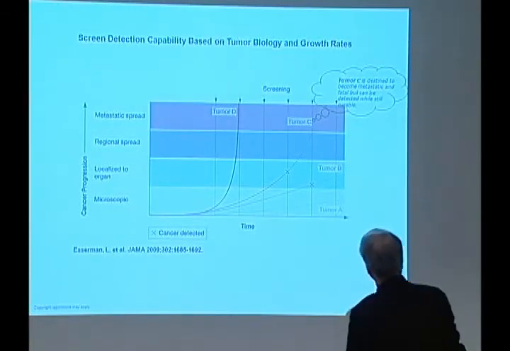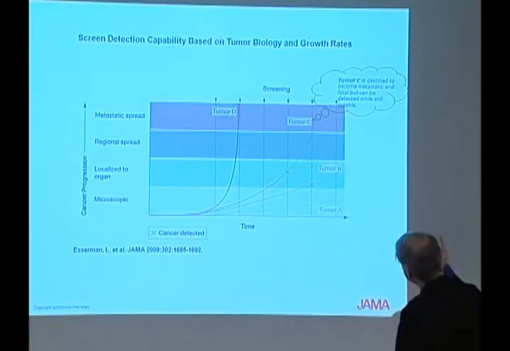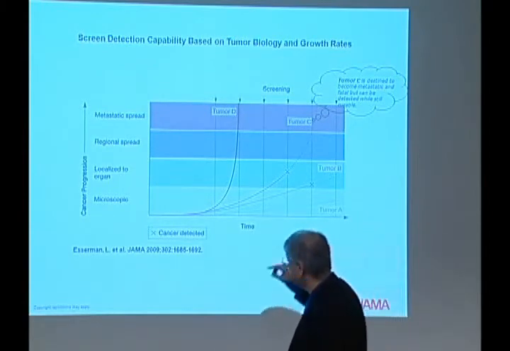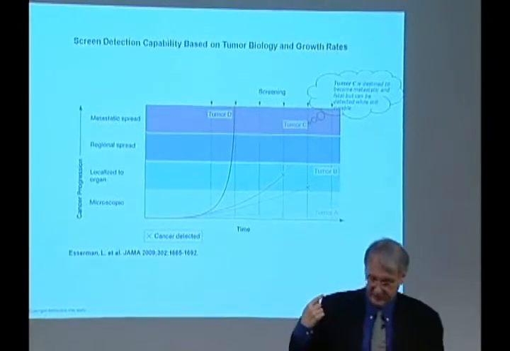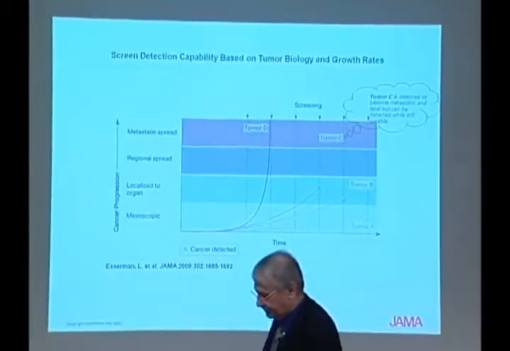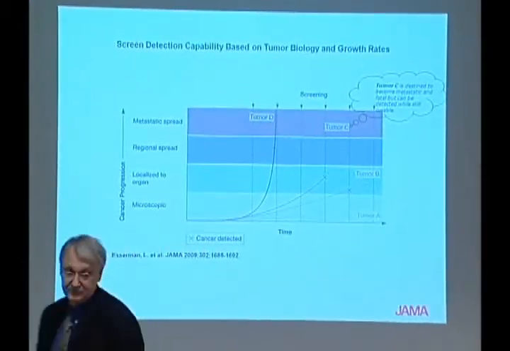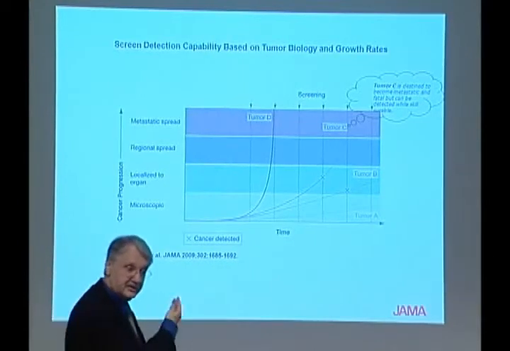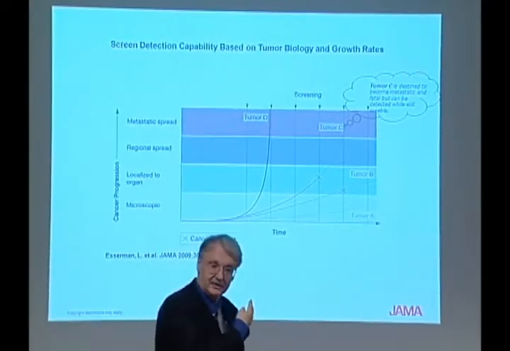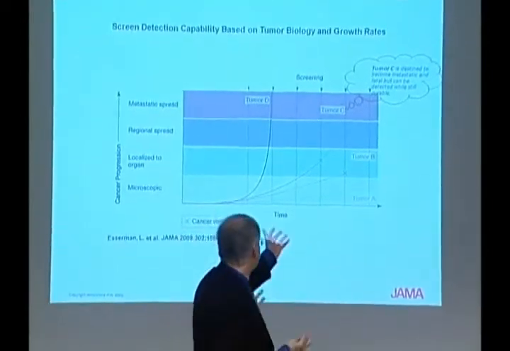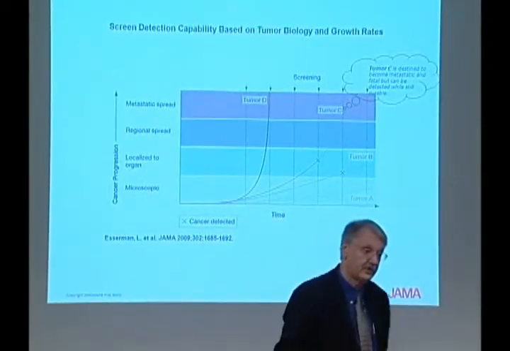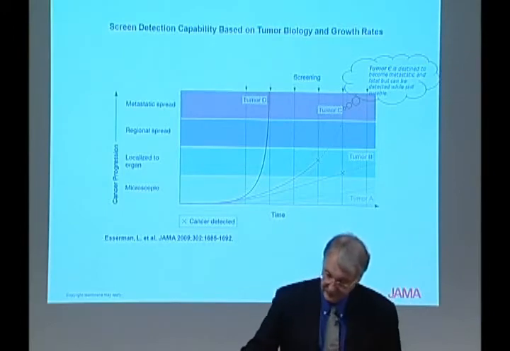So tumor C is destined to become metastatic and fatal, but can still be detected while still curable, that is, surgically removable. Will this category be benefited by PSA screening in prostate cancer? Yes. This is it. This is the Holy Grail. This is what you want. You want this particular group. If everybody were like this, then screening would be relevant.